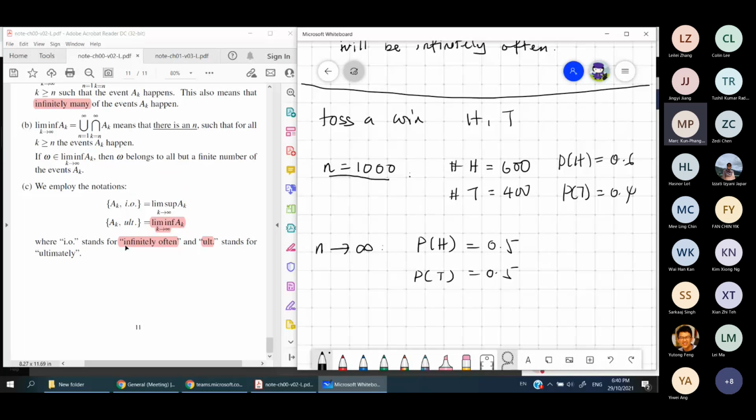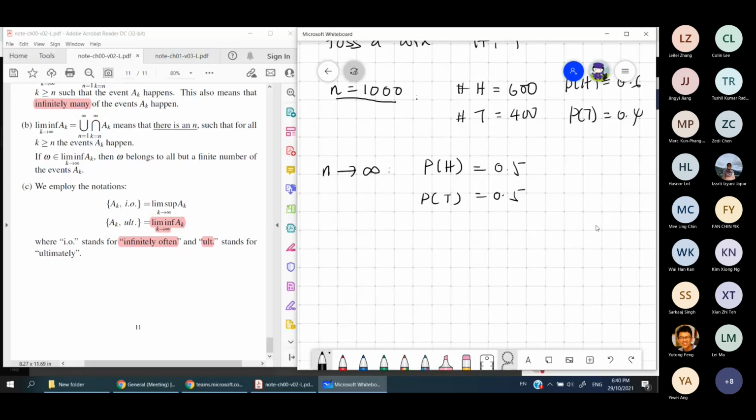Okay, I see. So it's a mathematical description of infinitely often and ultimately. How should I say it? Yeah, in a way you can say that, but it should be the other way around. First of all, we have a mathematical concept, and after that, how are we going to use this kind of concept to describe these things?